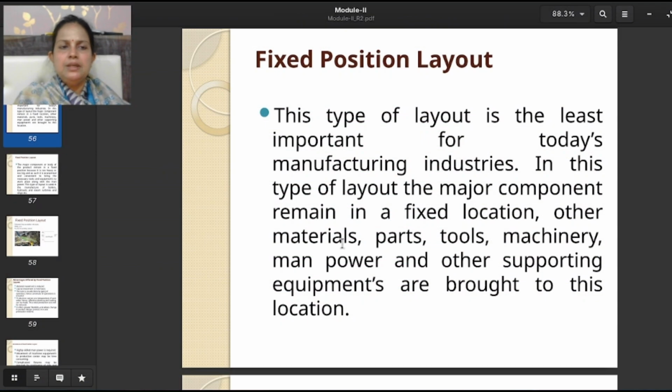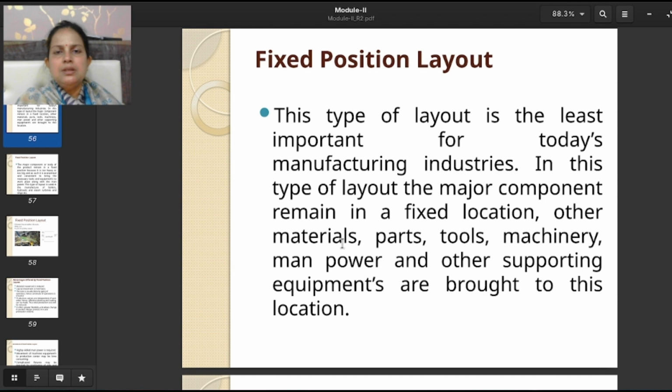Hello everyone. Today in this class we are going to discuss fixed position layout. We have already discussed product layout and process layout in our previous class. In this class we will discuss fixed position layout. This type of layout is normally used when the product size is very bulky or is a heavy product. When the product size is very large, in this case, we go for fixed position layout.